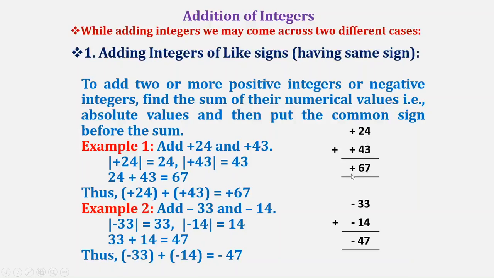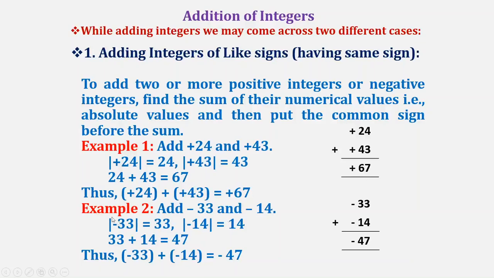And now which sign do you have to put in front of this sum of these two numbers? The common sign before the sum. The common sign of both the numbers, which is the plus sign, in front of the 67. So here you have to write the plus sign. So plus 67 is the answer.